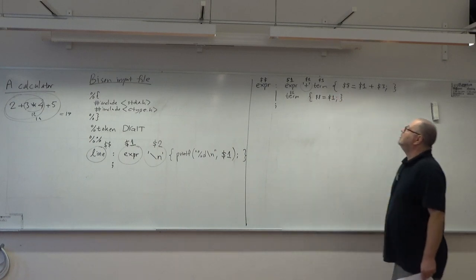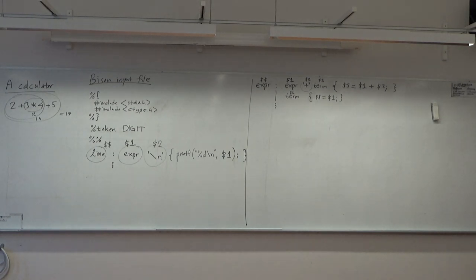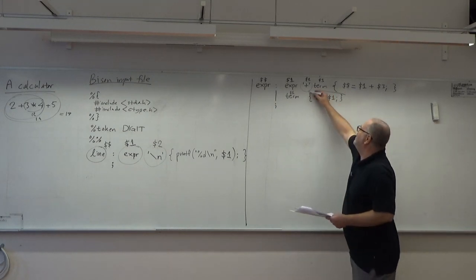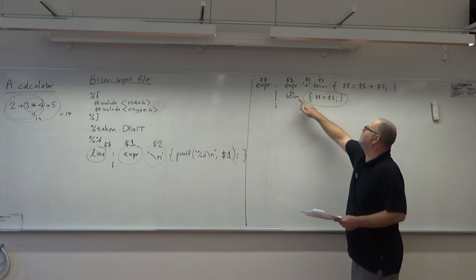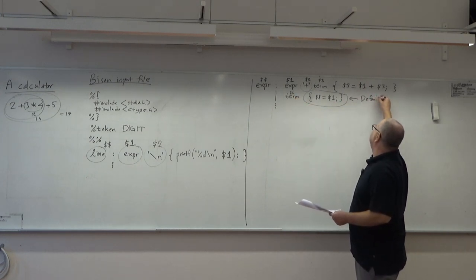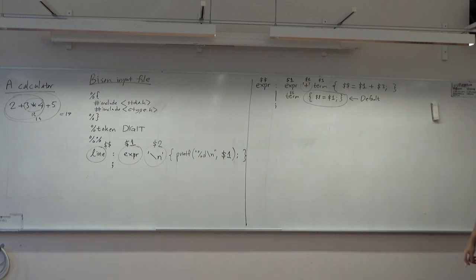And again, Bison will replace these dollar things with some internal variables that it uses, so it can be compiled by your normal C compiler. And this particular action, just copy $1 to the result, is the default, so I wouldn't have needed to write this. I can skip this part.